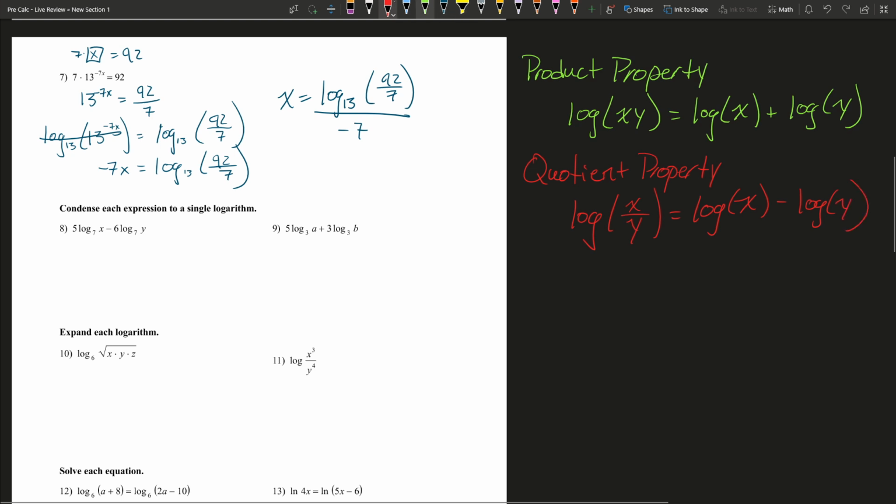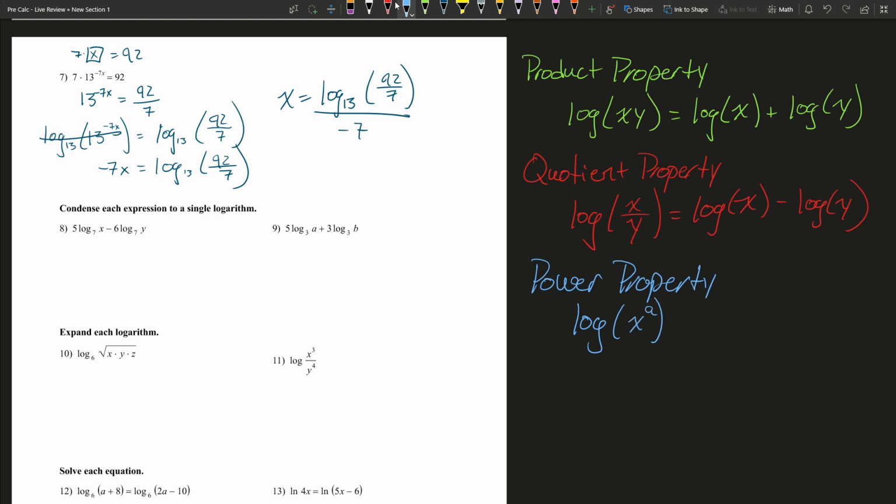And then the power property: if you have an exponent on the inside of a log, say you have log of x to the power of a, you can take that exponent and put it out front. So it's just a times log base x. Okay, so we're using these three properties on numbers 8 and 9, and really number 10 and 11 as well.